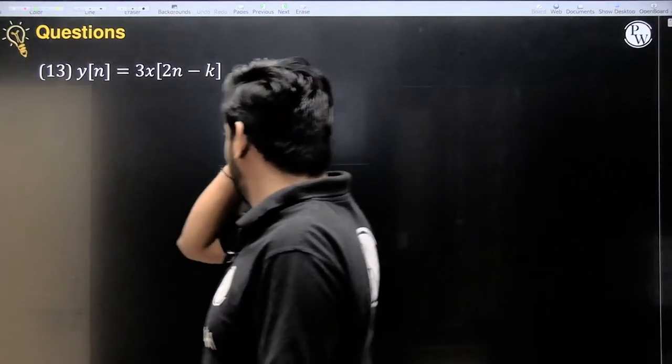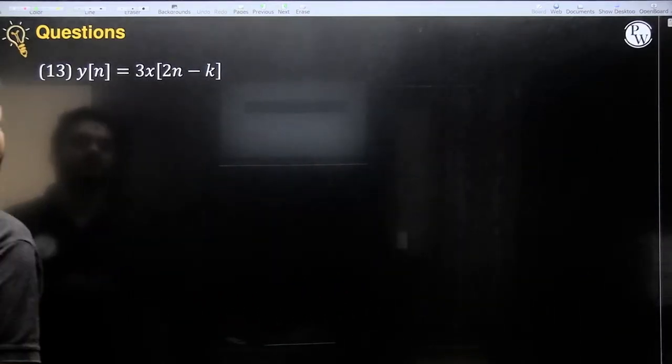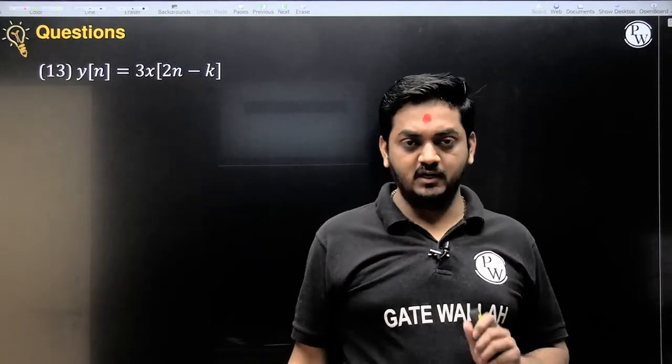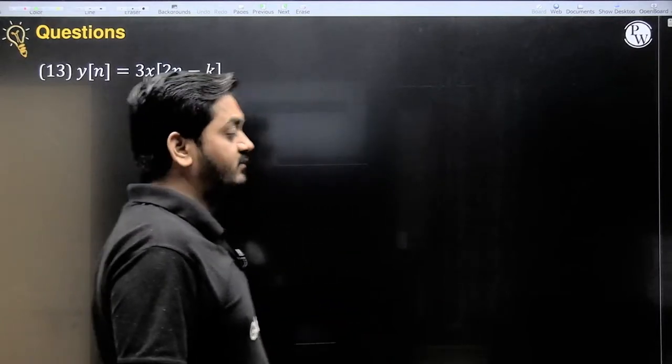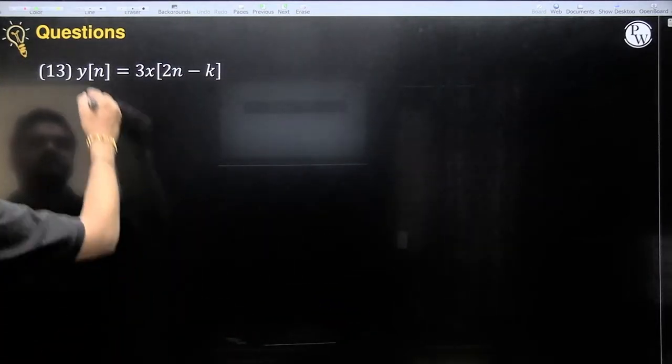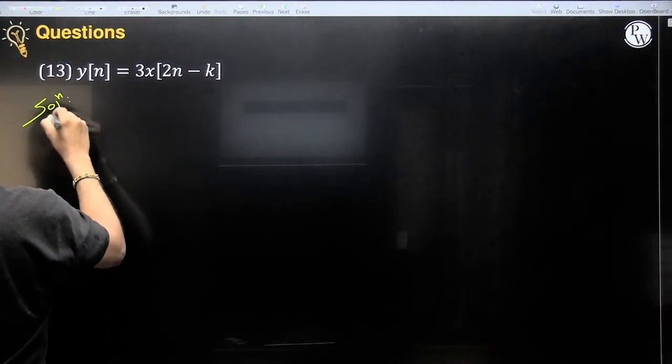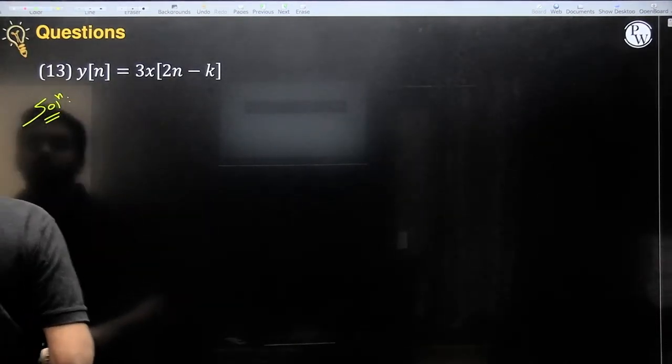Tell me, is this causal or non-causal? This is a very interesting question. Causal or non-causal? Now, x of 2n minus k. This completely depends on the relationship between k and n, the value of k, guys. Now see how to solve this type of question.